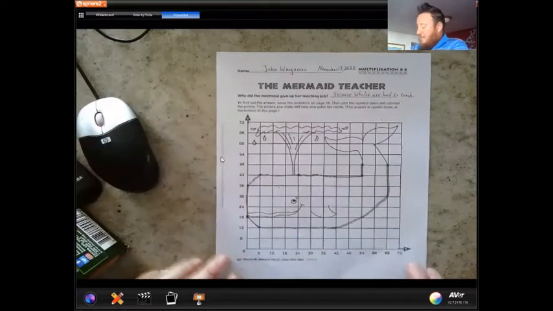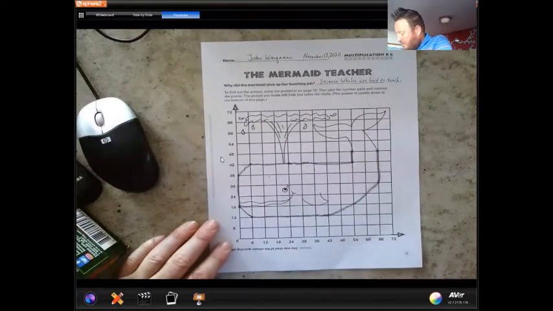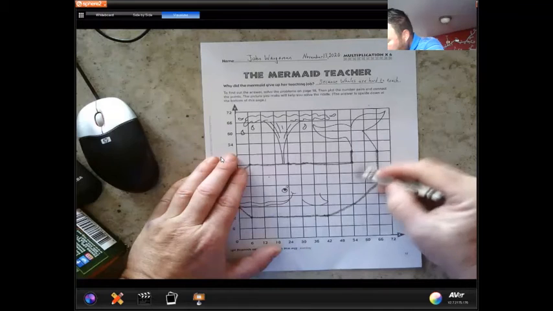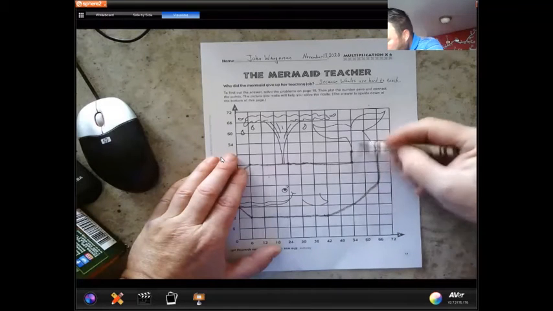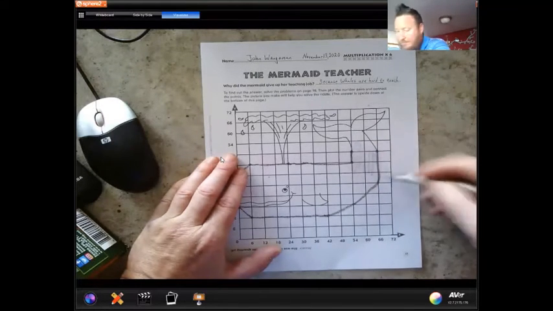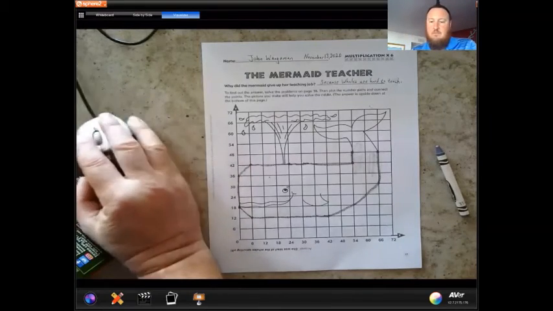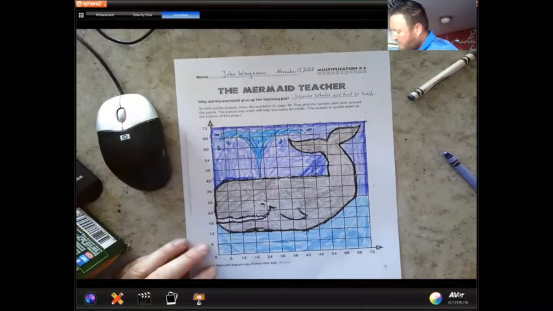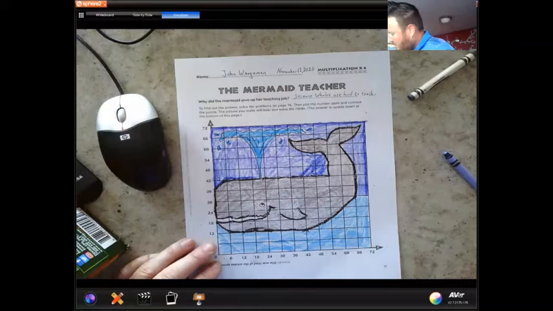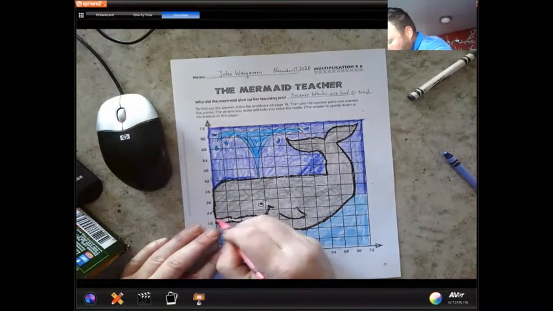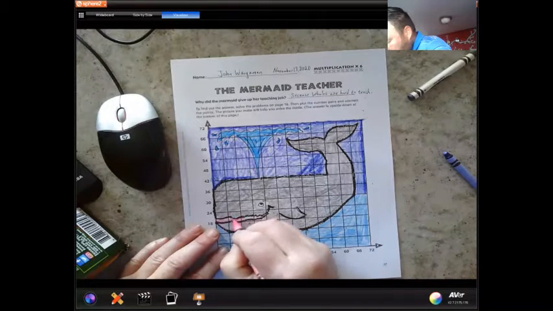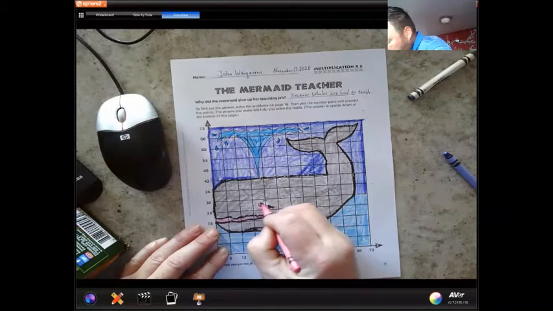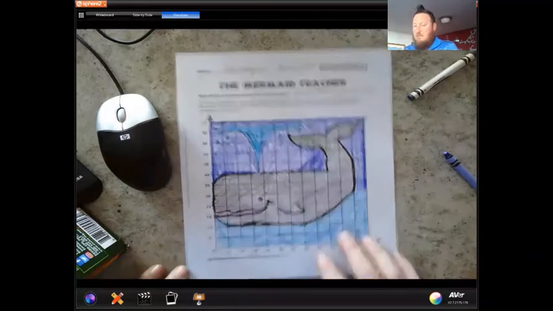Now, I'm going to go ahead and take a few minutes and color my picture. This is kind of the fun part here. Do a little art. You can see I'm just putting the finishing touches onto my whale picture, my whale graph picture.